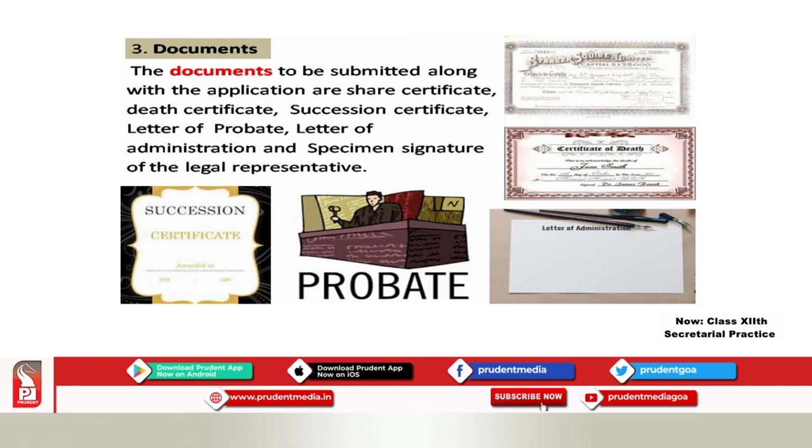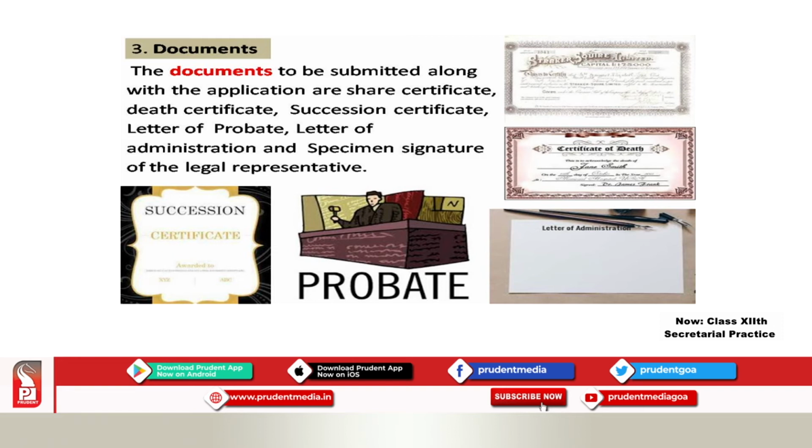Now, when you intimate the company, you are the legal representative. First, you have to make an application. Along with the application, you can see the first certificate that is put over there, that is your share certificate. So, the legal representative has to produce the share certificate of the person who has died. The share certificate will be there, so he has to take that share certificate, get the death certificate. The second one there you can see is the certificate of death. That means the person has died and the death certificate by a proper authority that this person is really dead.